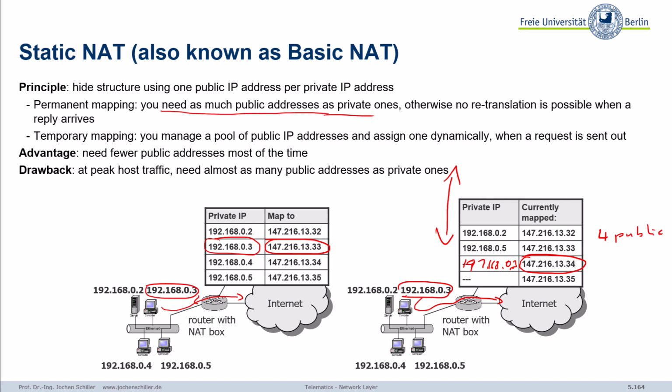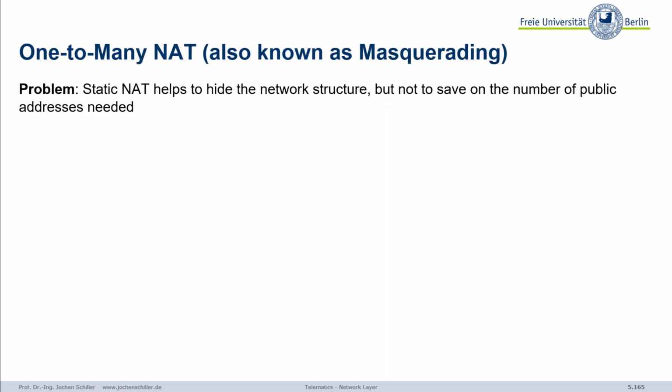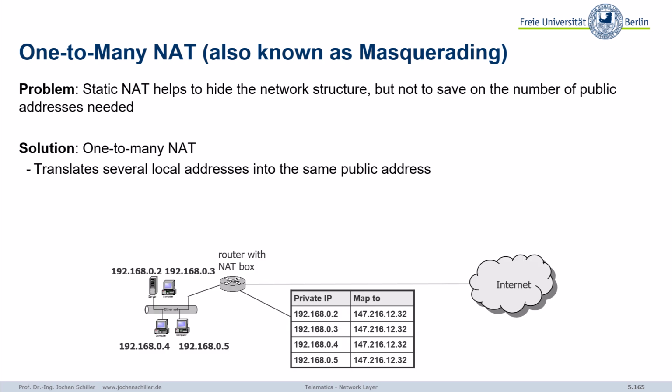So static NAT is not a good idea, because we need as many external as we have internal addresses. So why not do something else, a more dynamic way? Static NAT doesn't really save the number of public addresses. One-to-many NAT helps saving, because we always translate many local addresses to the same public address.